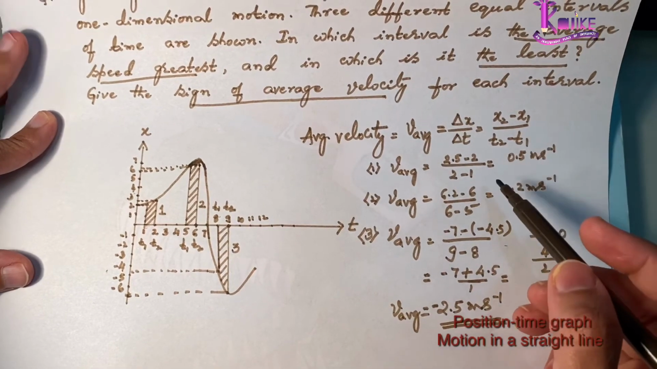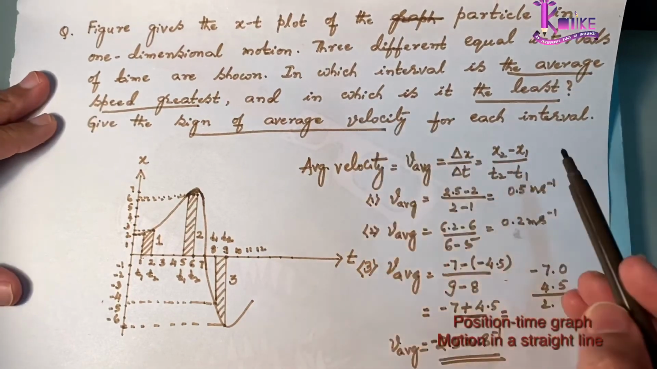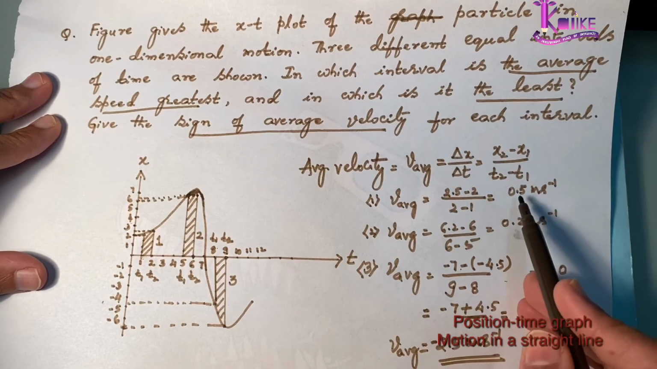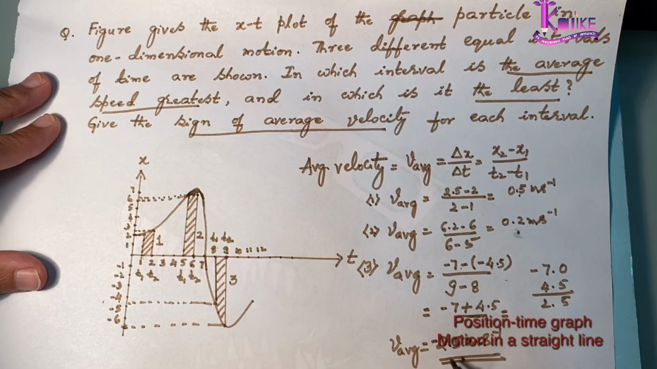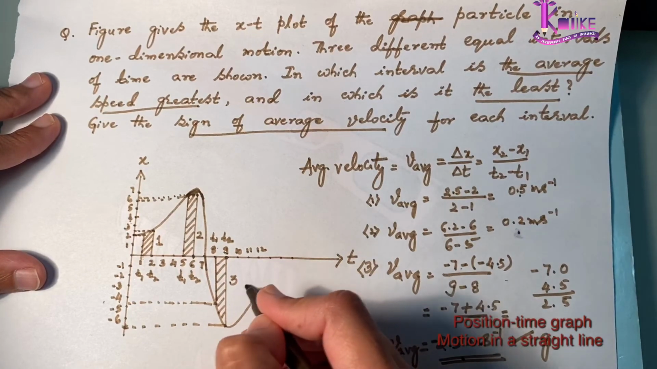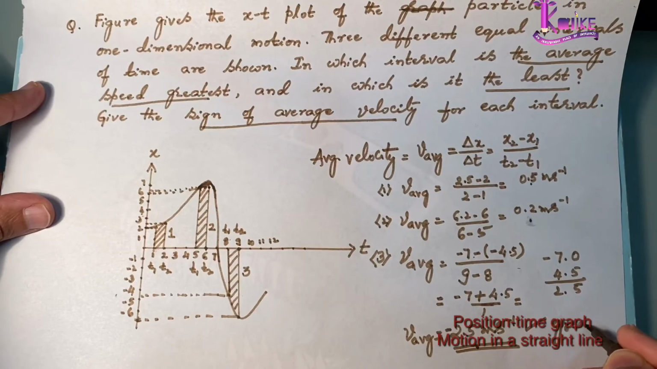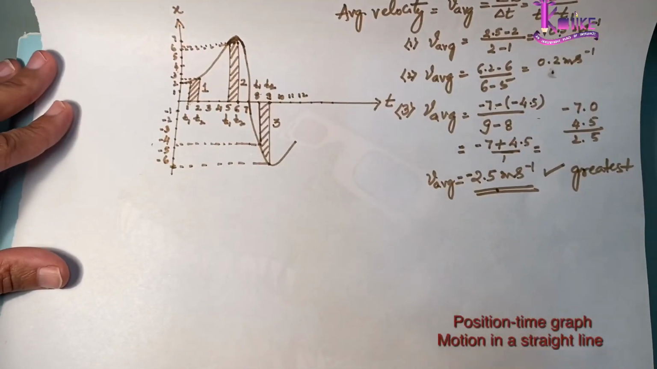Now let's come to the question. Here we have to find out which has the greatest average speed. When you just look at the magnitude, this is 0.5, this is 0.2, and this is minus 2.5. So when you look at the magnitude, you see this is the greatest. So the average speed is greatest in segment 3.